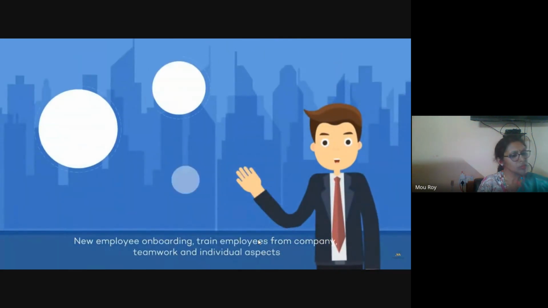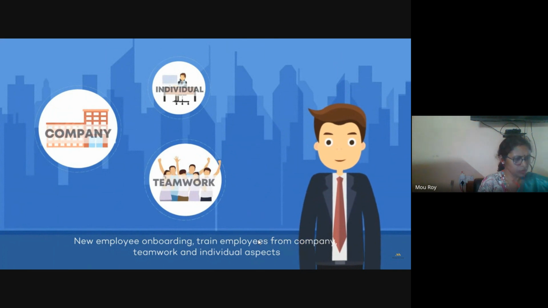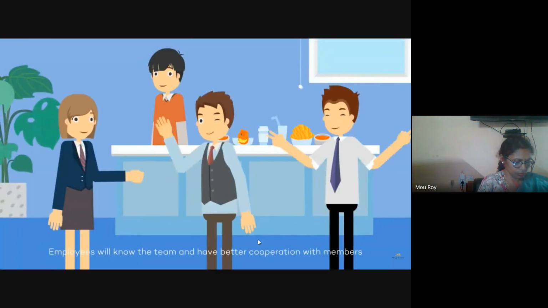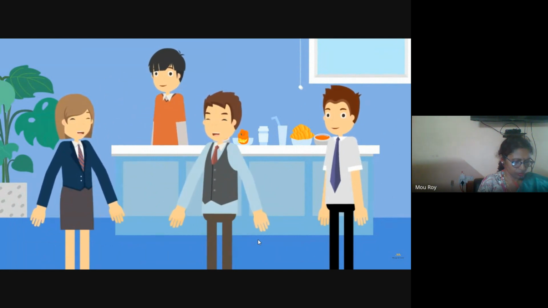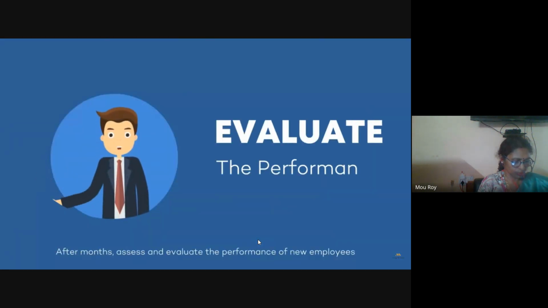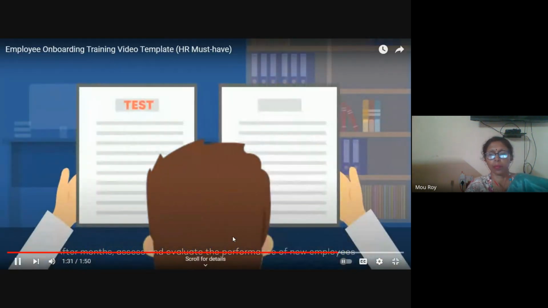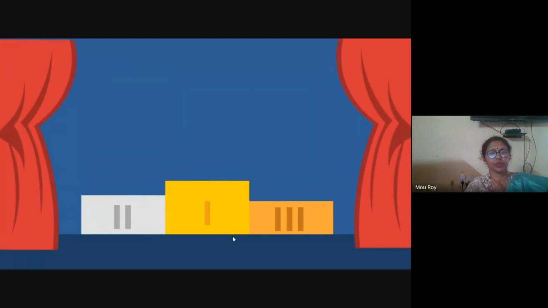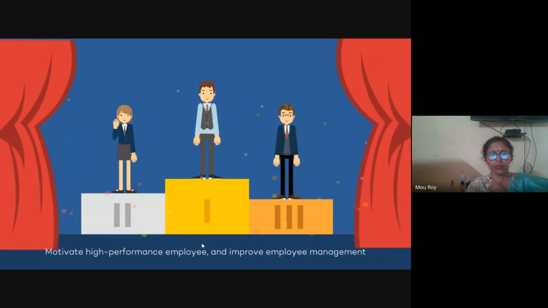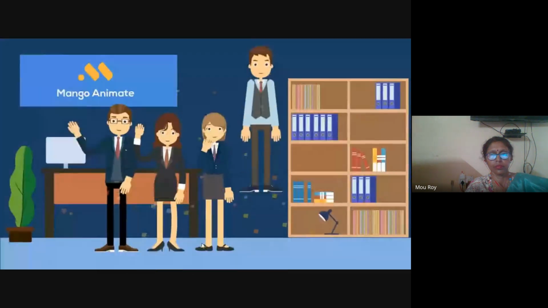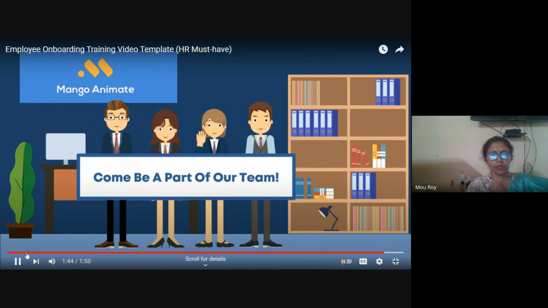New employee onboarding trains employees from company, teamwork and individual aspects. Employees will know the team and have better cooperation with members. After months, assess and evaluate the performance of new employees. Motivate high-performance employees and improve employee management. Come be a part of our team.